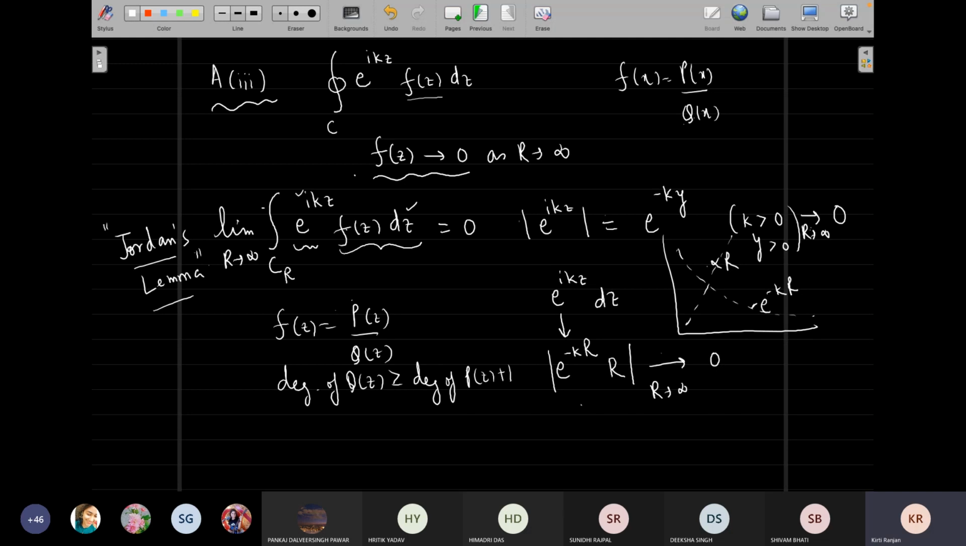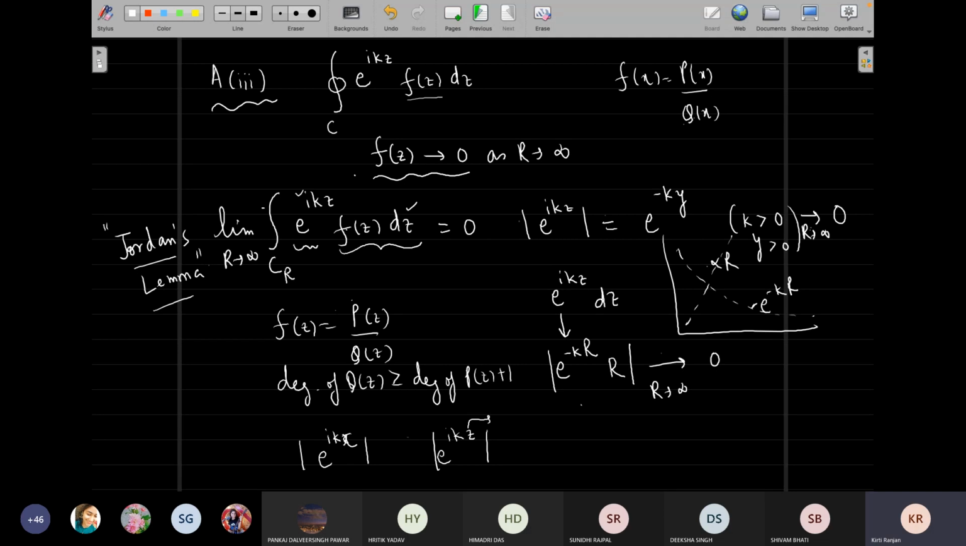I can now think about any function f(z) which goes to 0 as r tends to infinity, because the rest of the thing will be taken care of by this e^{ikz}. At this point, I will also tell you that several times in the viva this question is asked: how does e^{ikx} behave if k is a positive constant and x is a real number? And then immediately afterwards, this question is asked: how will the mod of e^{ikz} behave? So make sure that you understand that it is a complex variable.